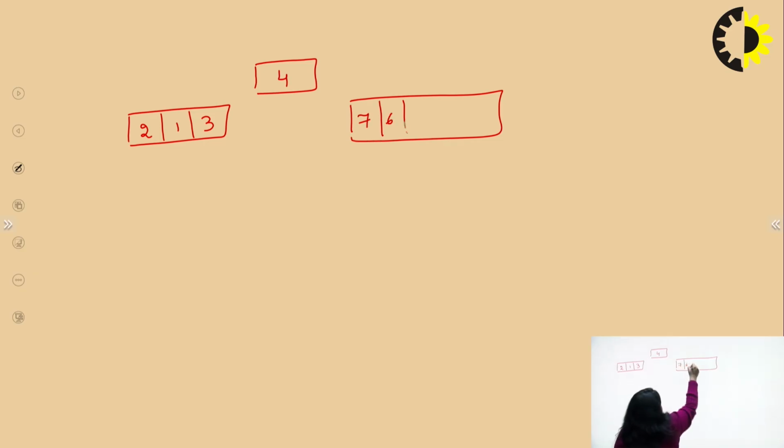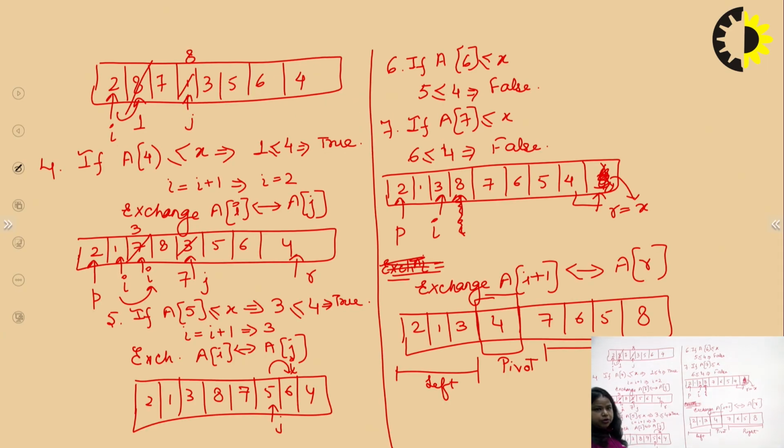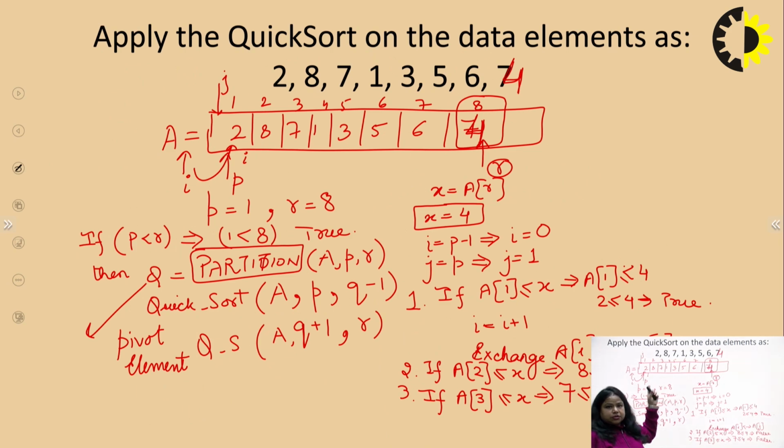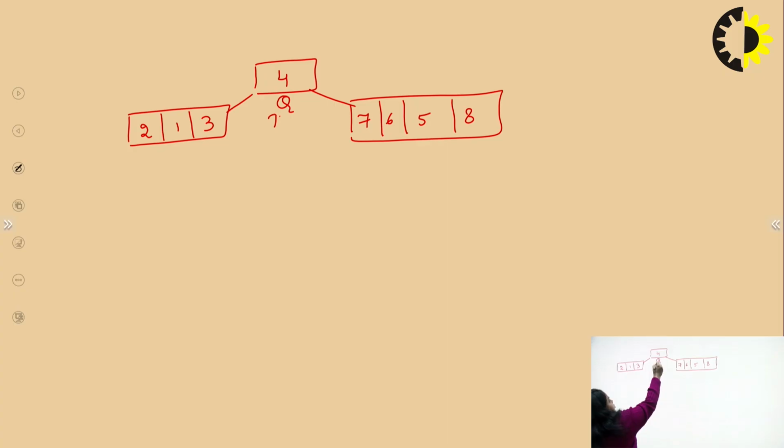7, 6, 5 and 8. So the pivot, or you can say Q, holds its own position, and on the basis of that we have to again call a partition. So the array which was given to you in this question is being partitioned, and then finally after doing the partition, the pivot element holds its own position and the array is divided into two sublists.